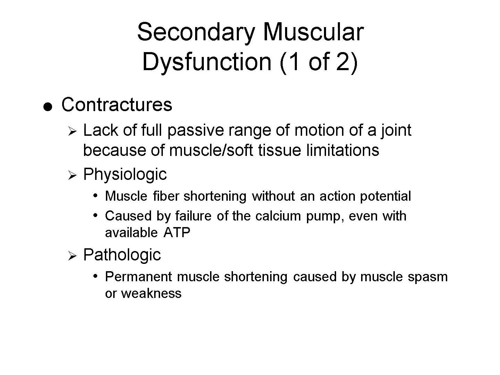Contractures are limitations in joint movement due to shortened muscles or soft tissue. Physiologic contractures are reversible and result from muscle fatigue or metabolic changes. Pathologic contractures, however, are permanent and caused by muscle spasm, weakness, or fibrosis. They interfere with function and often require physical therapy or surgery to improve range of motion.